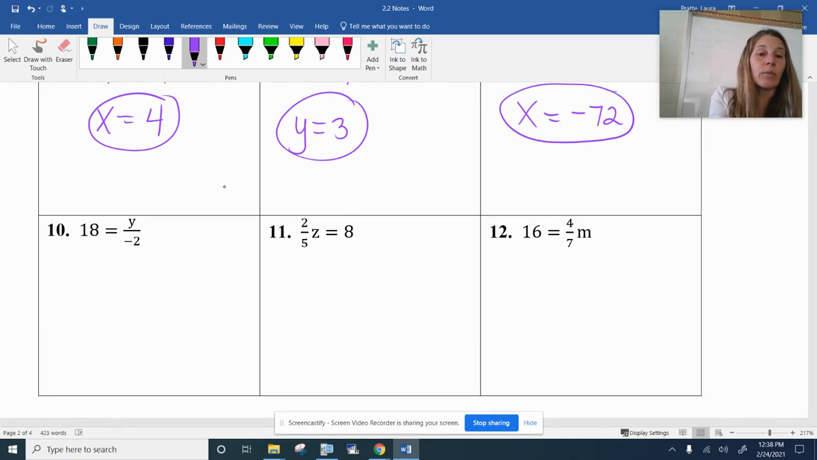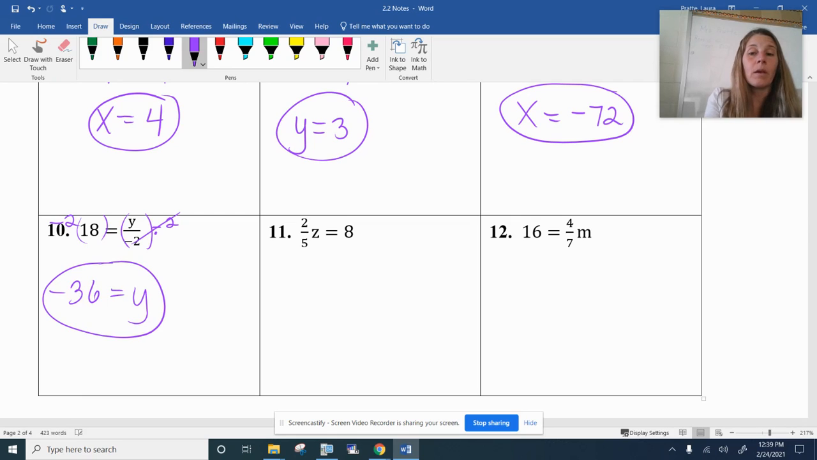Number 10, once again, we have a division problem here, so I'm going to use my multiplication property, but because I'm dividing by negative 2, I'm going to multiply by negative 2 on both sides. So negative 2 times 18 is negative 36. All right, now 11 and 12 are the problems with the reciprocal, right? Because if I were to divide 2/5 z by 2/5, that's not going to be very useful. So I'm going to have to multiply by the reciprocal, which is 5 over 2.